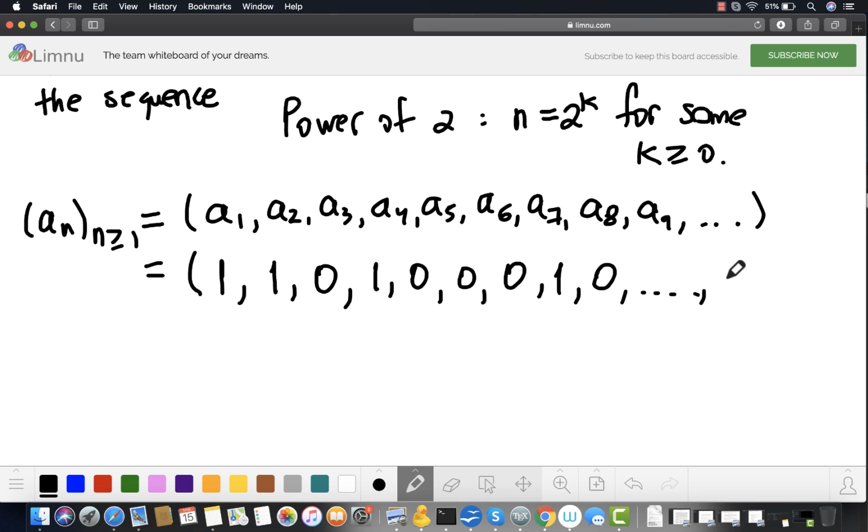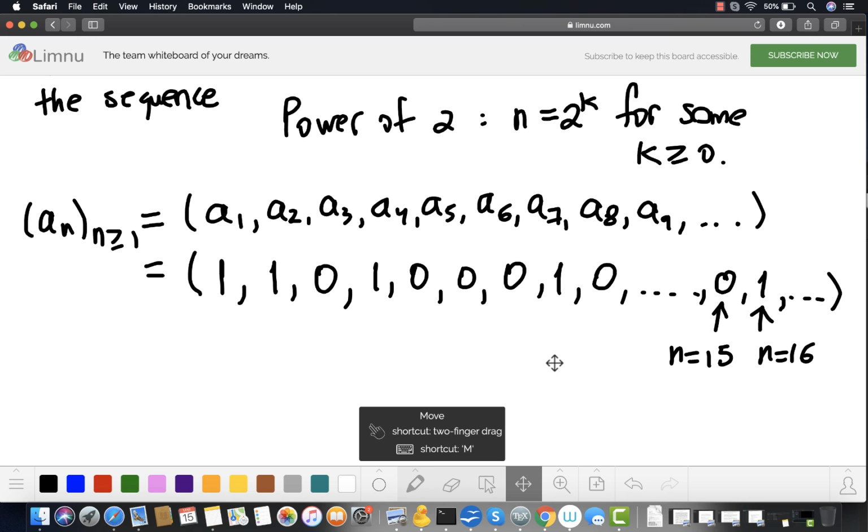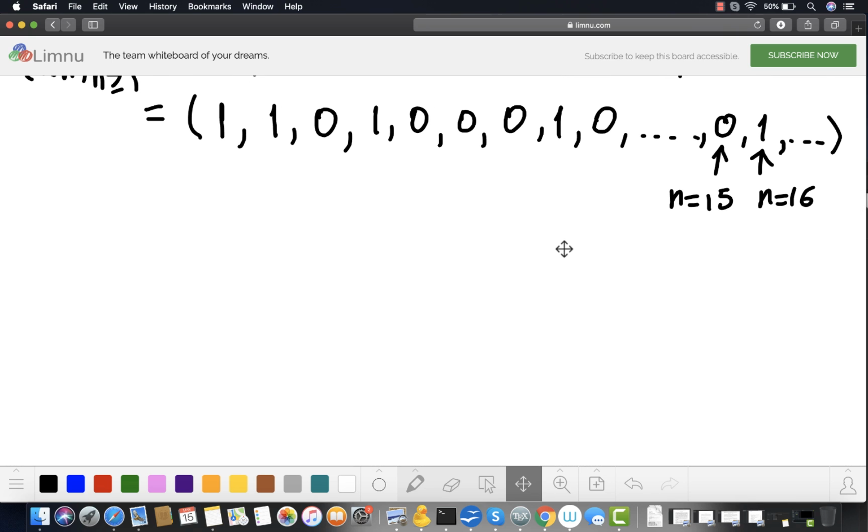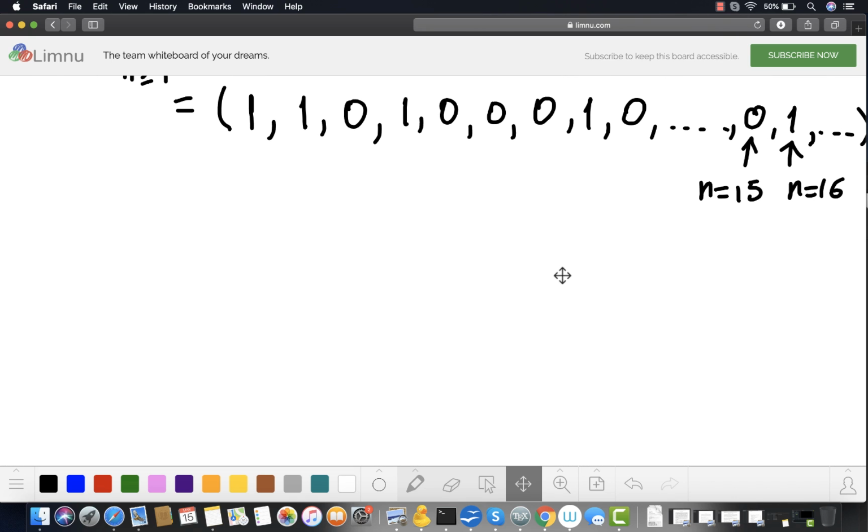Up until, of course, 16. You're going to see a 0 at the 15th slot. n equals 15 will be 0, because 15 is not a power of 2, but then n equals 16 will in fact give us 1, because 16 is 2 to the power of 4. Okay. So you see that in this case there's no nice formula.